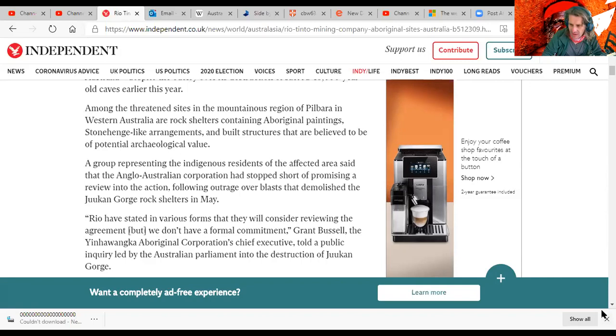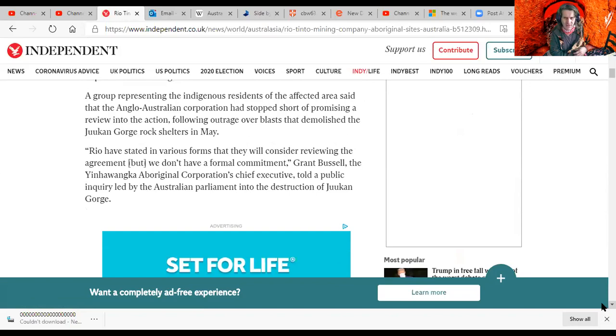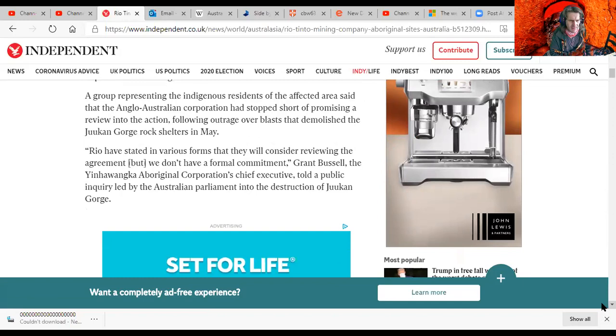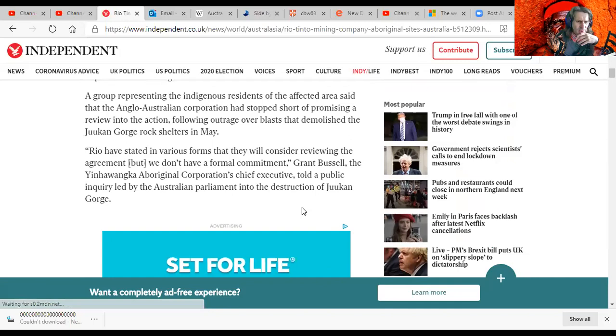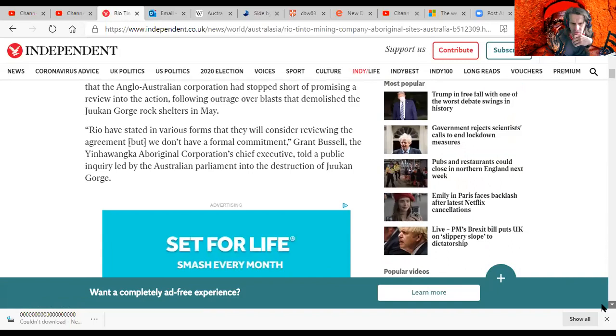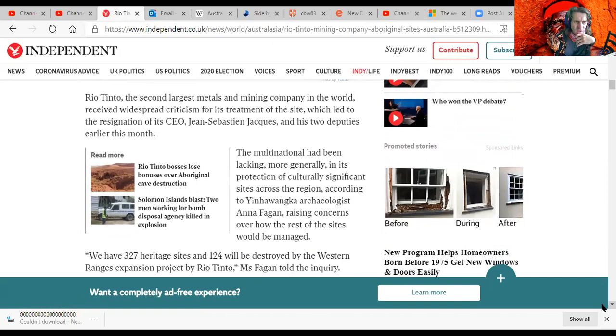A group representing the indigenous residents of the affected area said the Anglo-Australian corporation had stopped short of promising a review into the action following outrage over blasts that demolished the Juukan Gorge rock shelters in May. And this is, here we go, Rio have stated in various forms that they will consider reviewing the agreement. We don't have a formal commitment, the Aboriginal Corporation's chief executive Grant Bushell told a public inquiry led by the Australian Parliament into the destruction of Juukan Gorge. Rio Tinto, the second largest metals and mining company in the world, received widespread criticism for its treatment of the site, which led to the resignation of CEO Jean-Sébastien Jacques and his two deputies earlier this month.